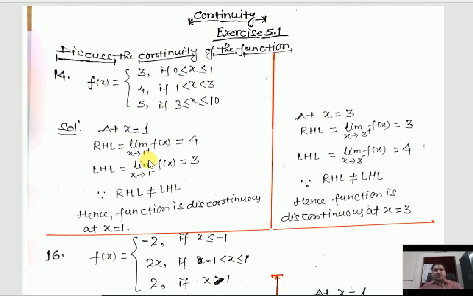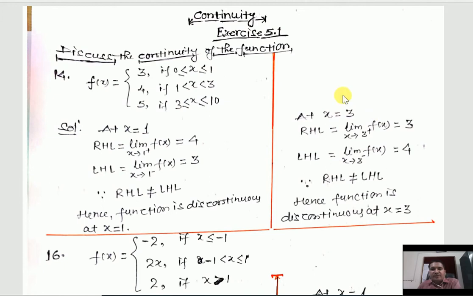So at x equal to 1, what is the right hand limit? The limit as x tends to 1 plus of f(x) is equal to 4. This is the right hand limit, for x greater than 1. The value is already given, no need to simplify. Left hand limit, x tends to 1 minus of f(x), is equal to 3. So the right hand limit is not equal to the left hand limit, hence the function is discontinuous.